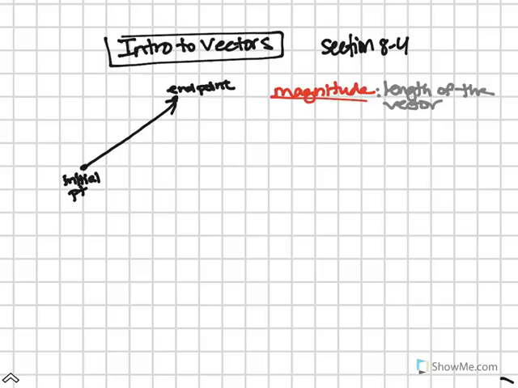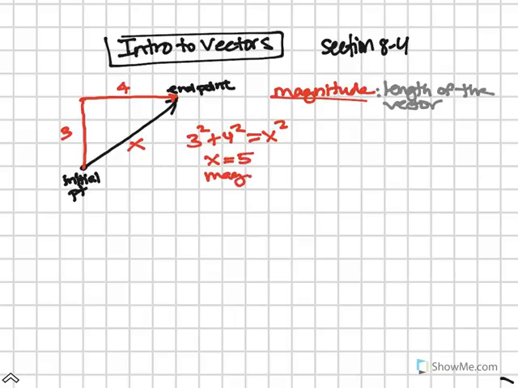So if you wanted to find the length of this vector, what you would do is you'd say up 3 and over 4. So you could use the Pythagorean theorem to find the length of the vector, or 3 squared plus 4 squared is equal to the hypotenuse squared. And if you were to solve that, you get x is equal to 5, or the magnitude is equal to 5, and the magnitude is just its length.